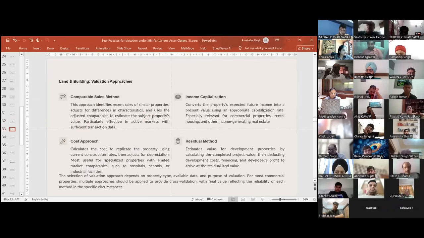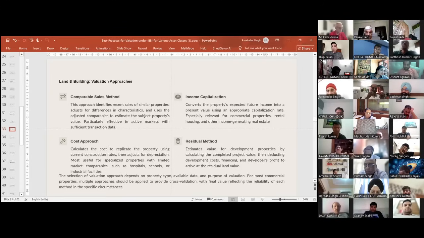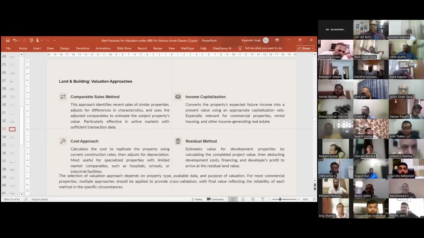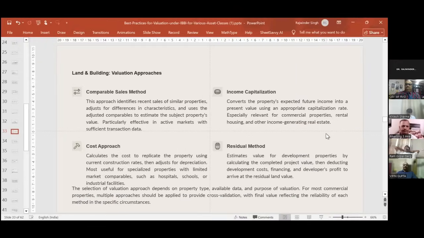So now we will discuss in detail. We have already discussed in short the various best practices. Now we'll discuss in some detail the best practices which are to be maintained for different asset classes. First of all, we will discuss the best practices in the land and building asset class. As a valuer of the land and building asset class, you must be conversant with the different approaches and different methods which you may use for doing valuation.